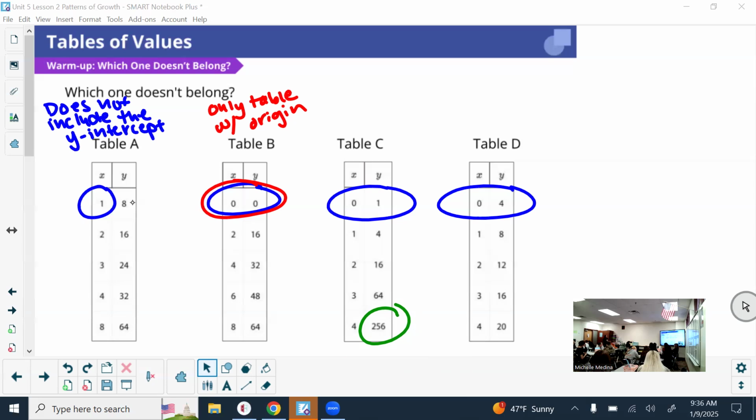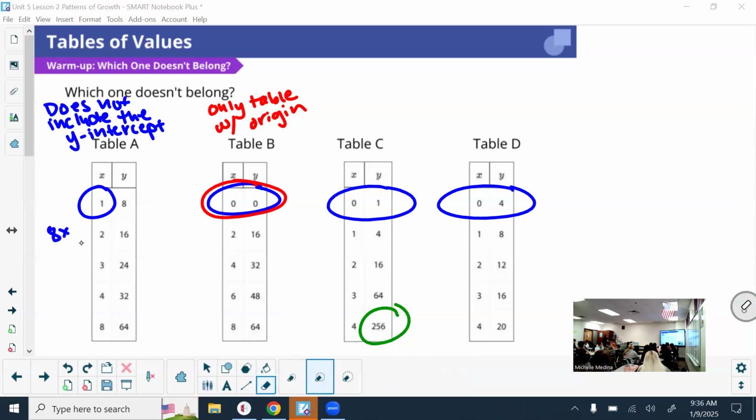Oh, okay, so you're noticing that we're timesing the X by 8 each time? Okay, and in linear functions, it's always like mx. So in this one, our slope is 8. Good. Anyone have something else about how they know it's linear?